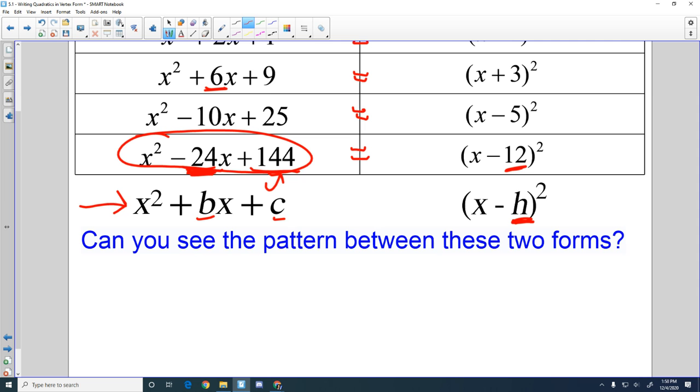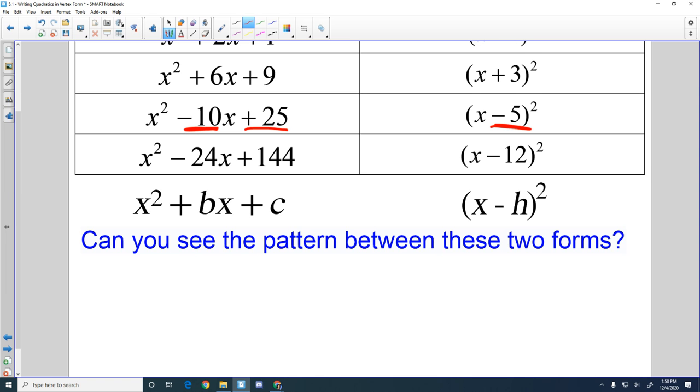What's half of 6? 3. And what's 3 squared? 9. What about 10? What's half of negative 10? It's negative 5. And what's negative 5 squared? Positive 25. And notice whatever we get when we cut it in half, that's actually this number over here.